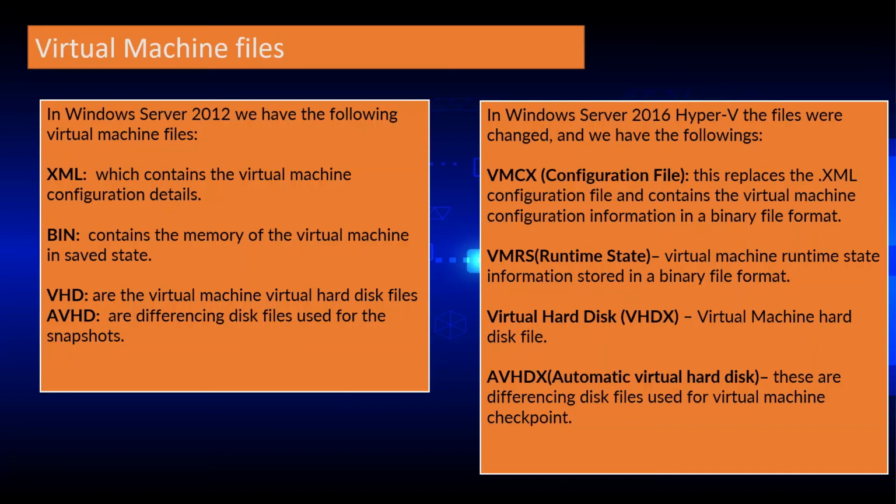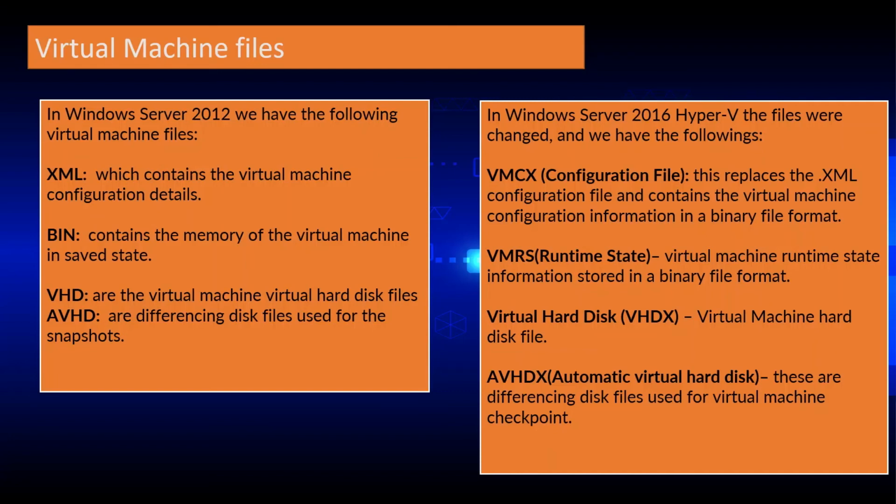Now what is a saved state? Let's suppose we have a virtual machine running and we have some applications open in it, Notepad, Edge, Google Chrome, etc. Now we want to turn it off, but when we turn it back on, all these applications should be running automatically. So for that purpose, we put the virtual machine in saved state. And we need to save that memory somewhere. So that's why the bin file is used to save that memory for the virtual machine saved state.